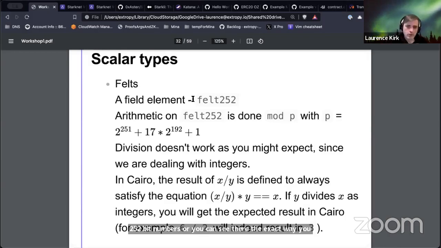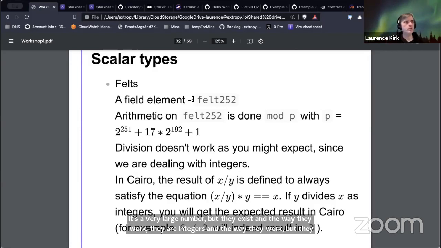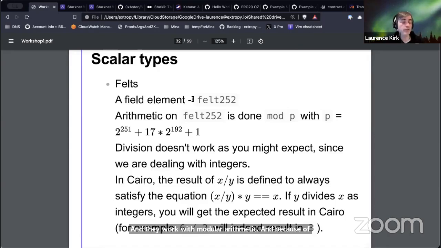But yeah, it's a very large number, but they exist, and the way they work, they are integers and they work with modular arithmetic. And because of that, not all of the operations that you may be familiar with in other languages will work in the same way in Cairo. So some things are reasonably straightforward, addition and multiplication, although you do have to be aware that this is modulo a large number. So you can wrap around. If you go past this large number, then you will start again at 0.